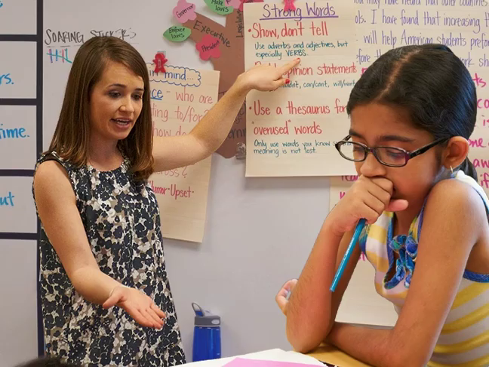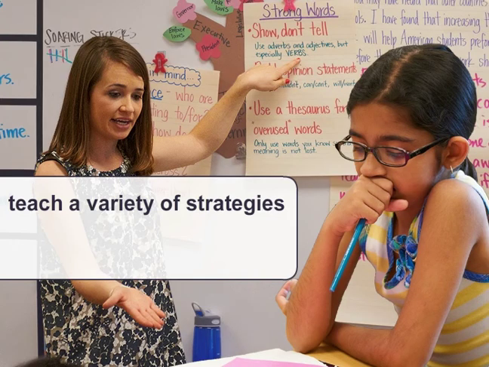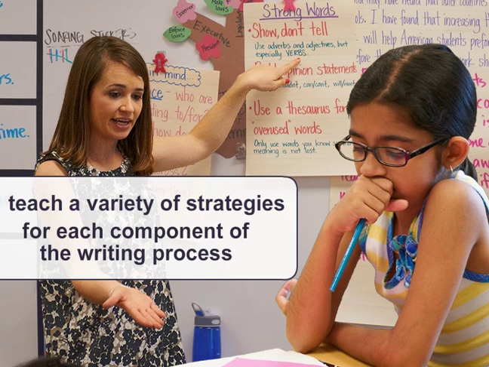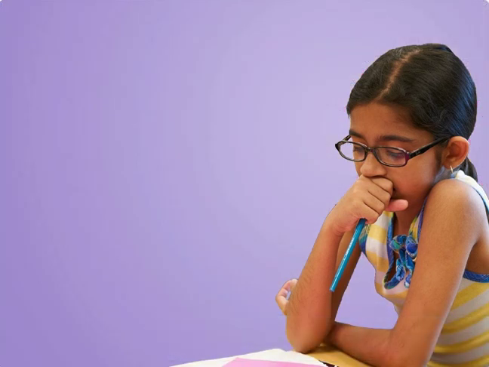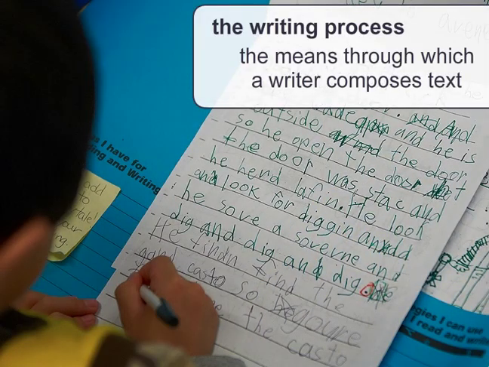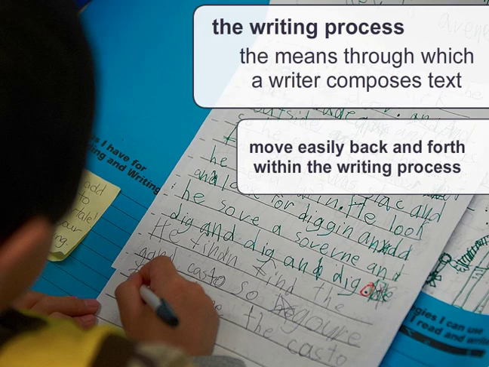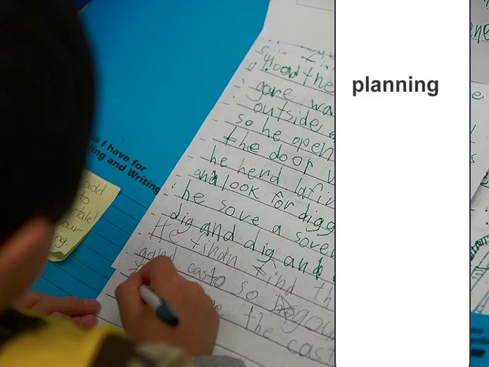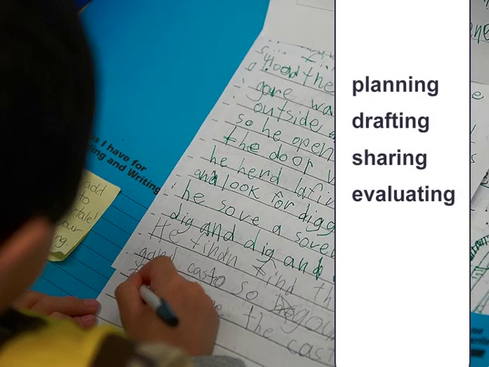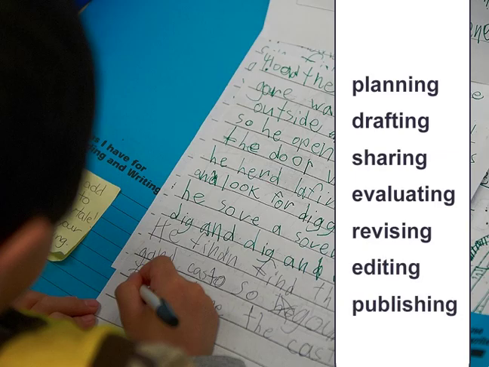Teachers can help students become effective writers by teaching a variety of strategies for each component of the writing process and help students apply the strategies until they are able to do so independently. The writing process is the means through which a writer composes text. Writing is not a linear process. It is flexible, and students need to learn to move easily back and forth between components of the writing process. Components of the writing process include planning, drafting, sharing, evaluating, revising, editing, and finally, publishing the final product.